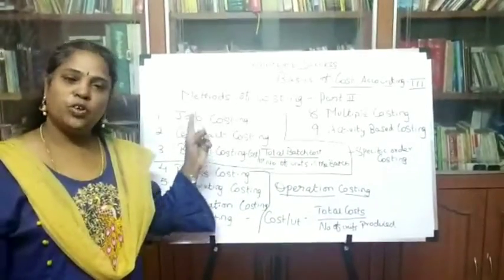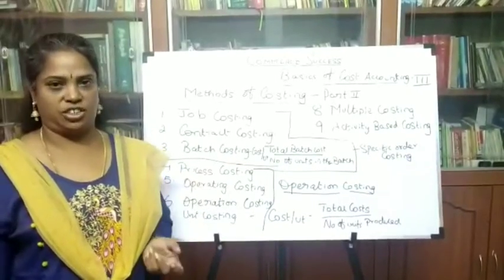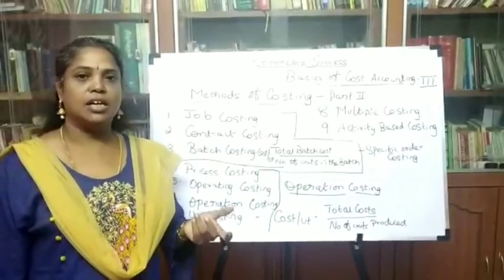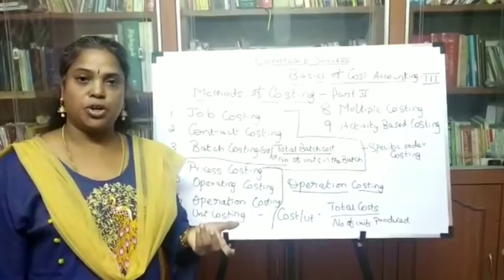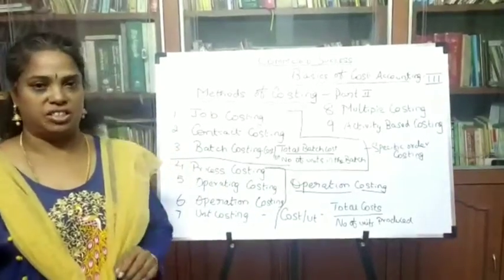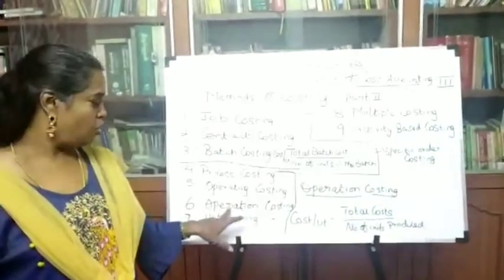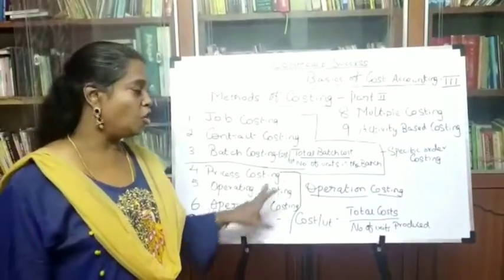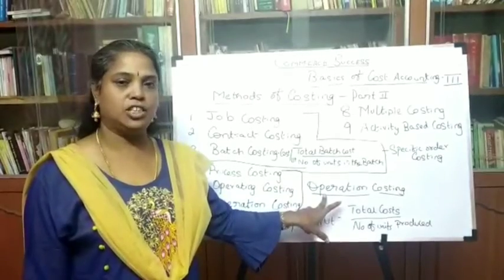In this video, we will be discussing the methods of costing. The second category, operation costing. What is operation costing? Operation costing is applied to those industries where there are standardized products being produced through a continuous sequence of operations. Process costing, operating costing, operation costing, unit costing, these methods come under the category of operation costing. We will see in detail each of these.